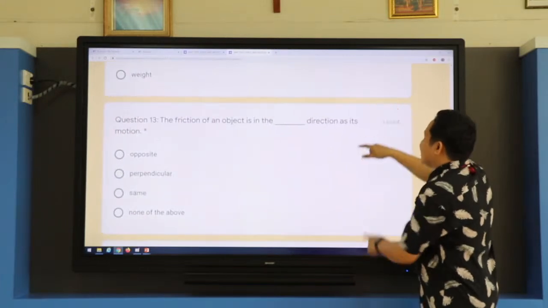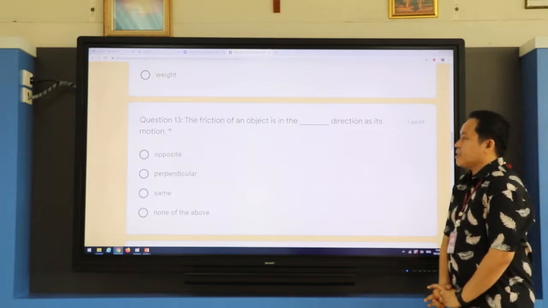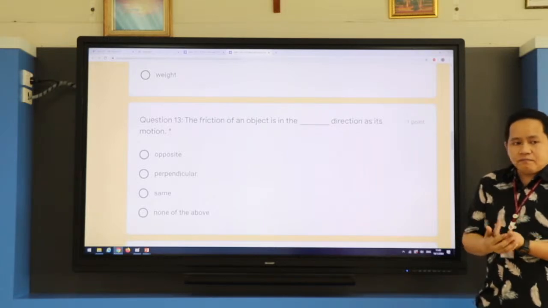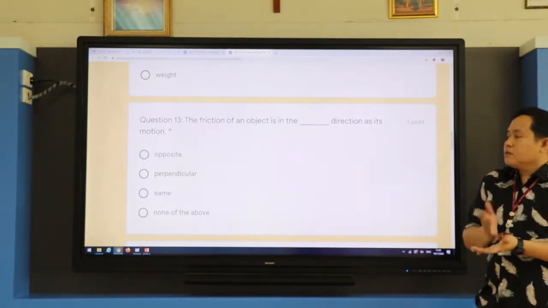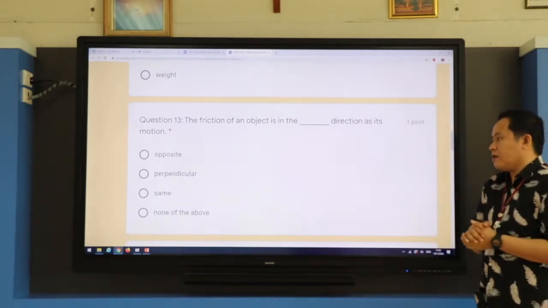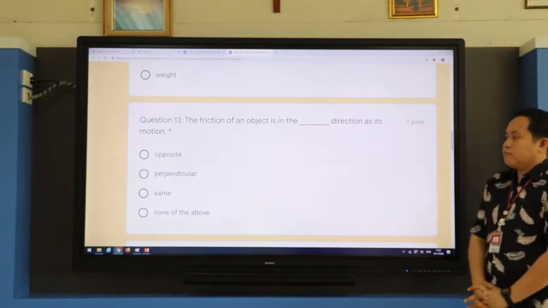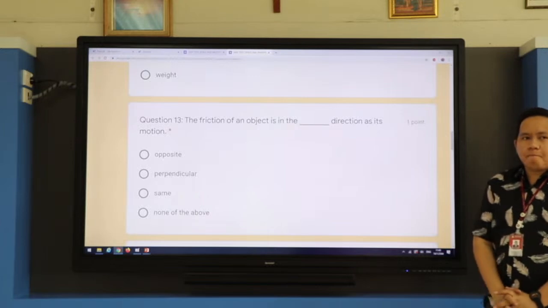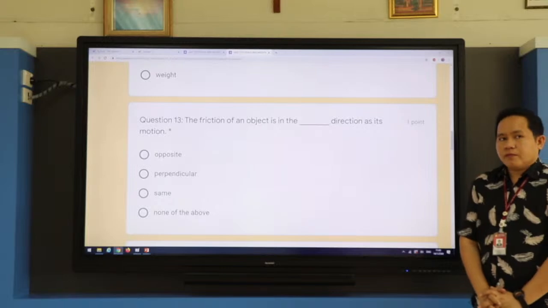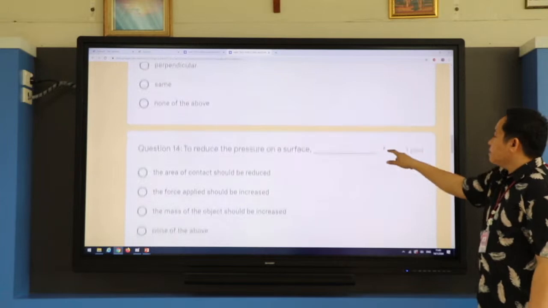Question number 13. The friction of an object is in the blank direction as the motion. Example, the moving football. The friction is in what direction? Opposite, perpendicular, same direction, or none of these? Okay, finished. Question number 14.